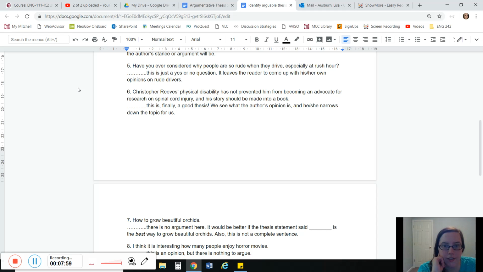Christopher Reeves' physical disability has not prevented him from becoming an advocate for research on spinal cord injury, and his story should be made into a book. Okay, so here is a decent thesis statement. We have an argument, we have an idea, we know where the author is going to go. It looks like they're going to be using additional details to back up the thesis statement in the rest of their paper.